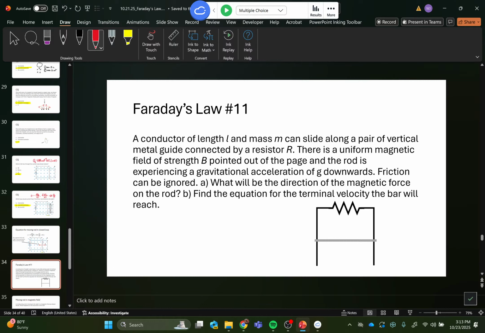My hint to you is: what kind of charges do we have inside of a rod?